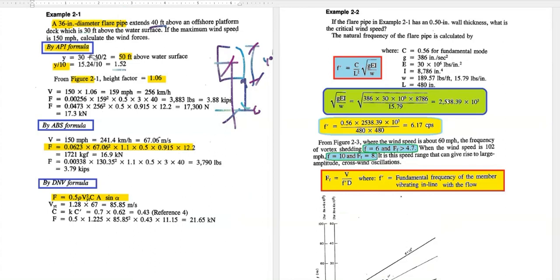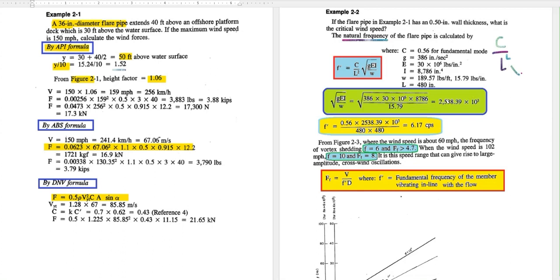With some inch wall thickness, what is the critical wind speed? They're asking for critical wind speed. So natural frequency we have to calculate. Natural frequency we can calculate as C by L squared into square root of GEI by W. It's the natural frequency formula. C is 0.56 for fundamental mode. G, E, I, W. I we can calculate from the diameter and thickness.